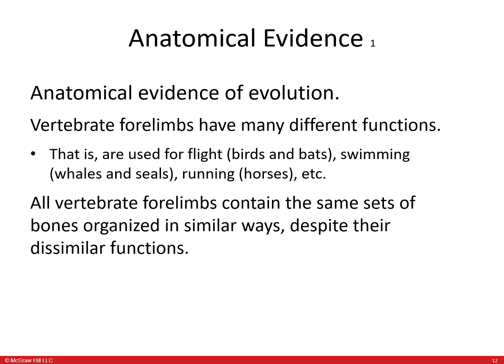There's also anatomical evidence of evolution. Vertebrate forelimbs have many different functions. For example, they're used for flight, such as in birds and bats, swimming in whales and seals, running in horses, etc. All vertebrate forelimbs contain the same set of bones organized in similar ways, despite their dissimilar function.